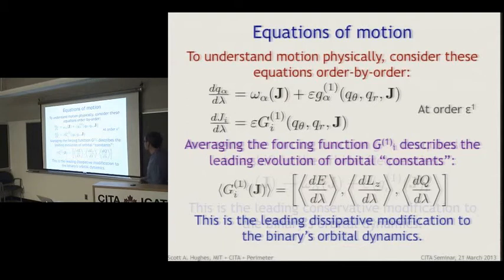When I average the forcing function down here, that is describing how my orbital constants are changing as time goes on. So this is a leading dissipative modification of the binary's orbital dynamics. It's essentially what you expect from gravitational wave emission carrying away energy and angular momentum from the system. So in the end, you get that by integrating by parts the dipole formula.